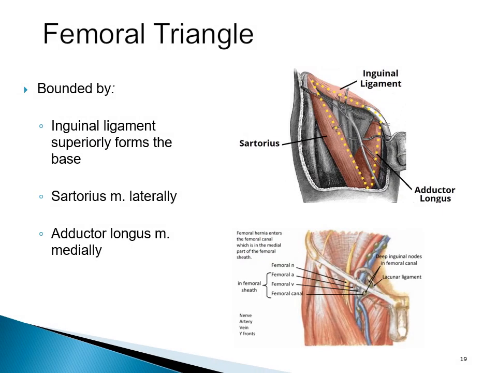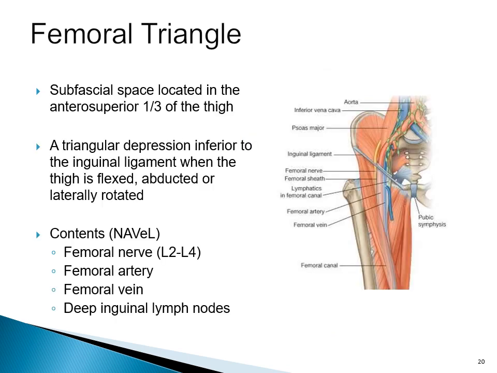The femoral triangle, the borders are inguinal ligament on the superior aspect, sartorius muscle, lateral aspect, adductor longus muscle, medial aspect. The contents of the femoral triangle are called NAVEL. It stands for femoral nerve, L2 through L4, femoral artery, femoral vein, deep inguinal lymph nodes, and that's from lateral to medial.